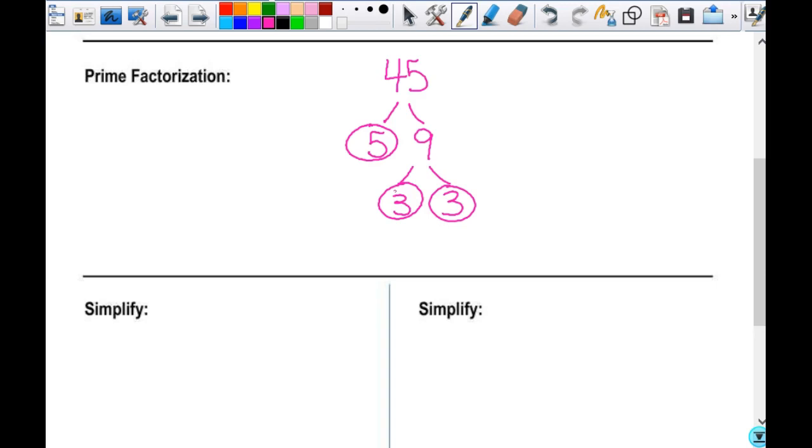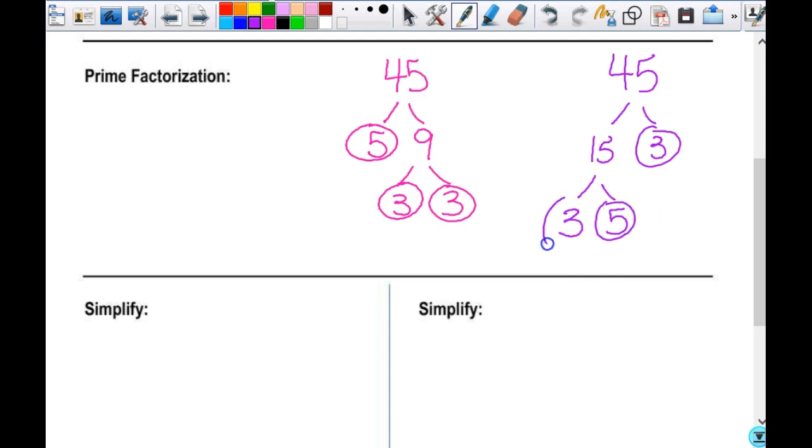And 3? What about? No, they are not. Because if I did that, 45, I'm going to get 15 and 3, right? And then 15 is 3 times 5. So although my tree looks different, I still have 2 3s and a 5. Does that make sense? And so your factors of 45, there's 3 times 3 times 5 in whatever order is going to give you 45.